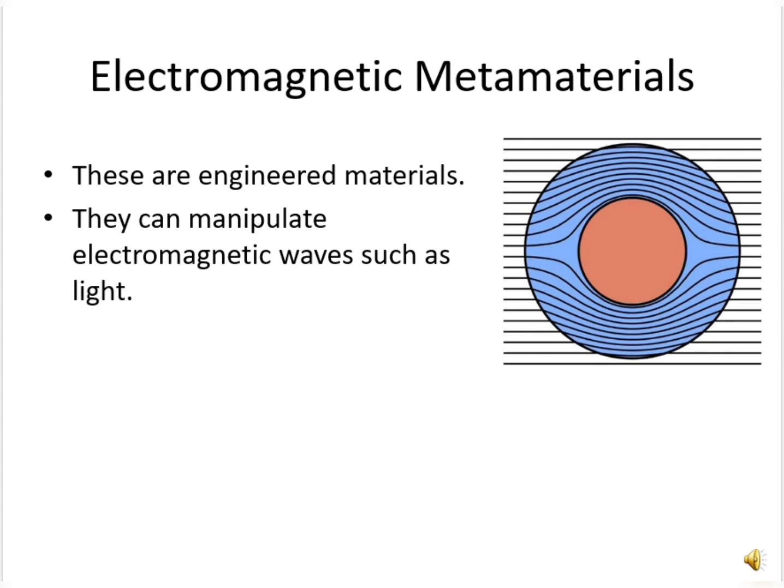So, electromagnetic metamaterials are engineered materials with properties that are not found in naturally occurring substances. That's why these materials can manipulate electromagnetic waves such as light, and that's why they have an application in invisibility cloaks.